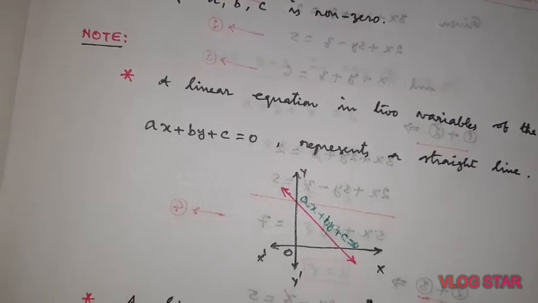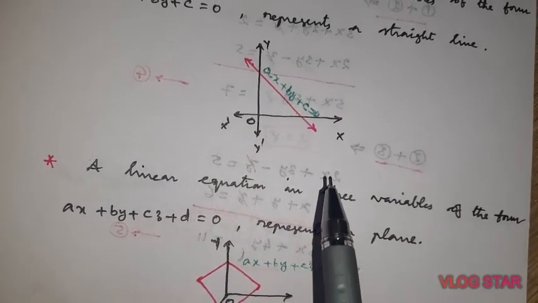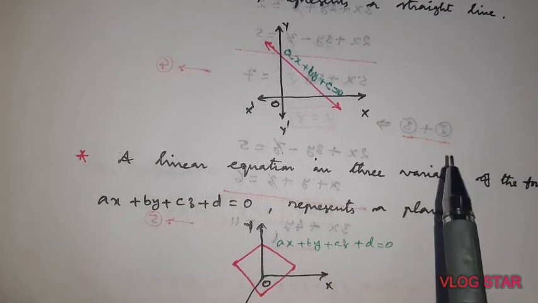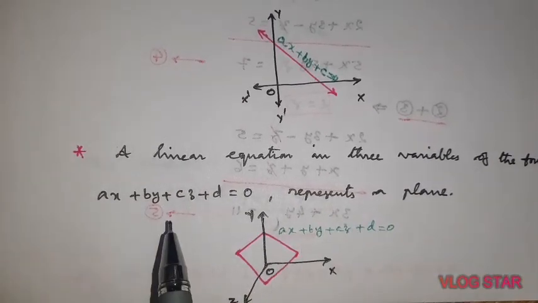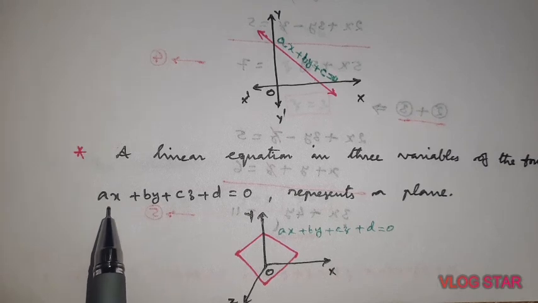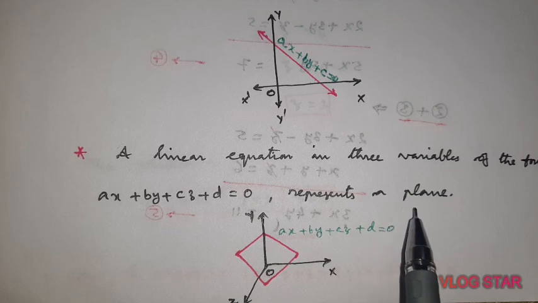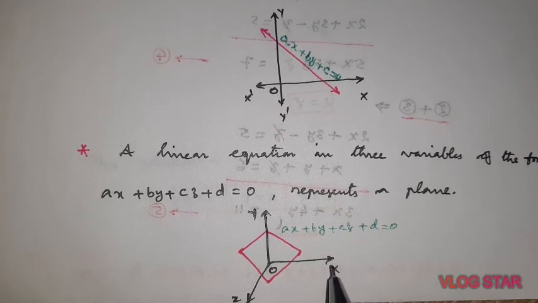Second note: a linear equation in three variables. A linear equation in three variables of the form ax plus by plus cz plus d is equal to 0 represents a plane. It is clearly mentioned in the figure. So this is the x, y, z axis, and this is the plane ax plus by plus cz plus d is equal to 0.